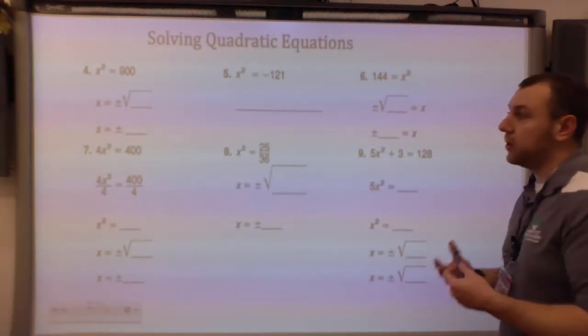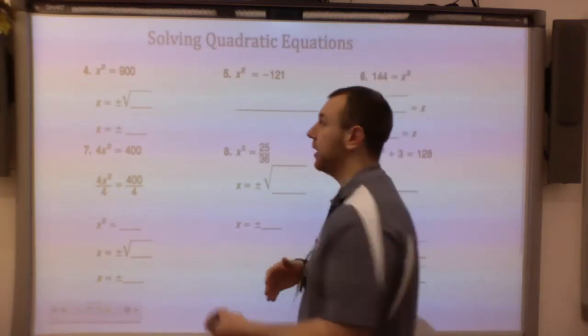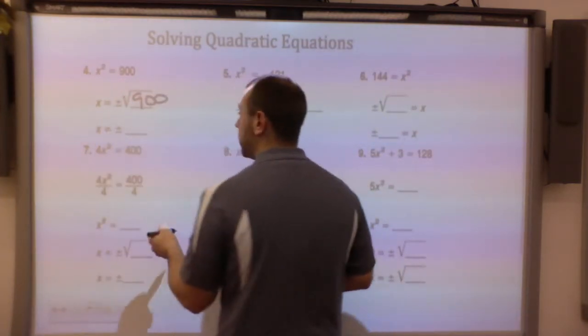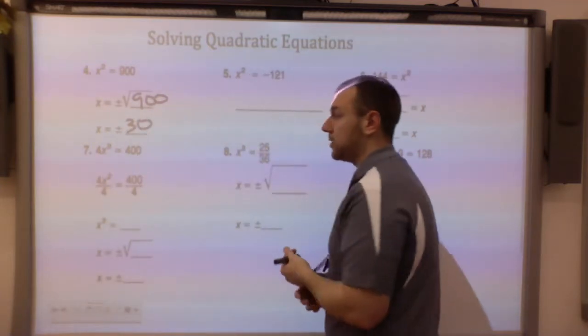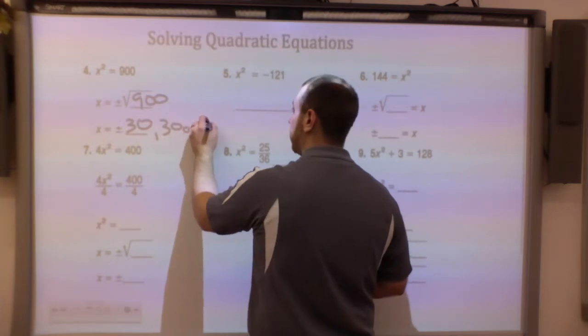The trick is always to write the positive and the negative. So again, the square root of 900, that's plus or minus 30. So it's 30 or negative 30.